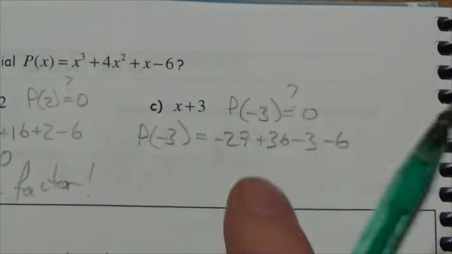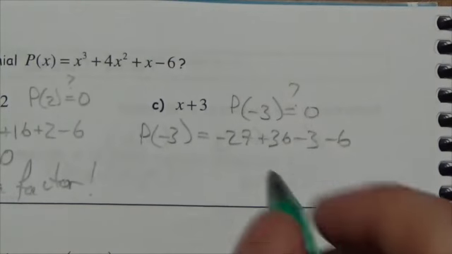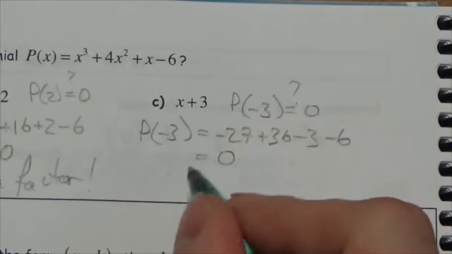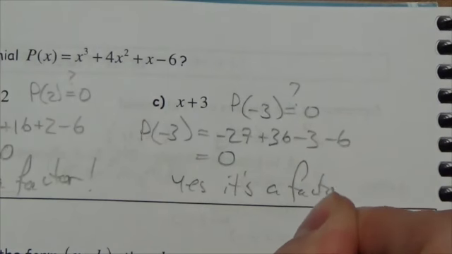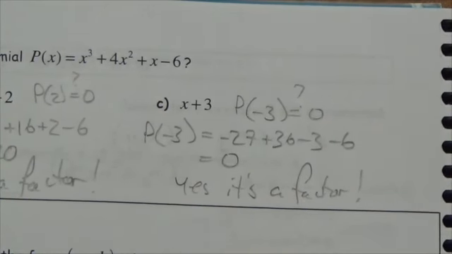Okay, so what do we got here? Minus 27 minus 3 is going to be negative 30. Minus 6 is negative 36, and there it is. Plus 36 is 0. So yes, it's a factor. Because that's all I need. I just need that to go to 0.